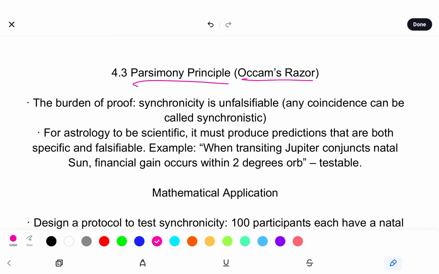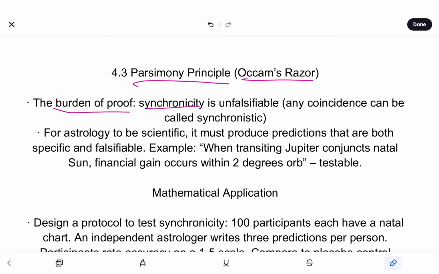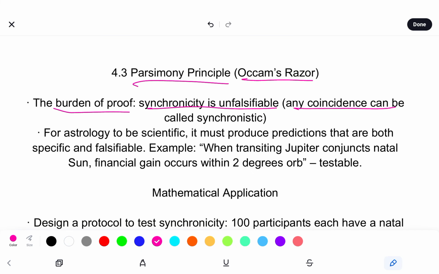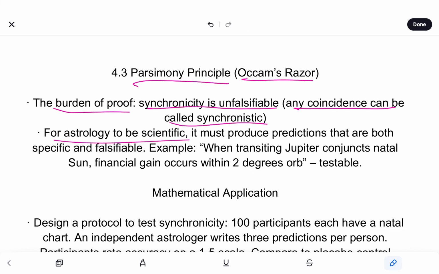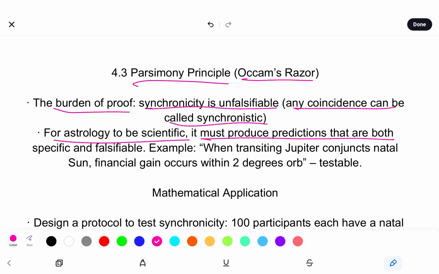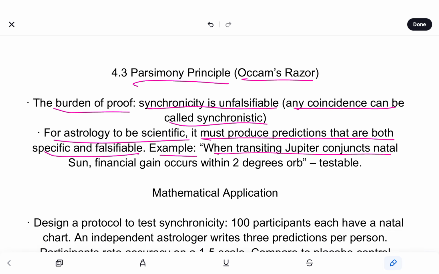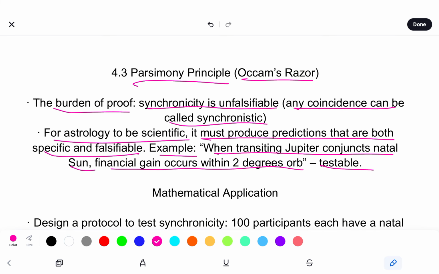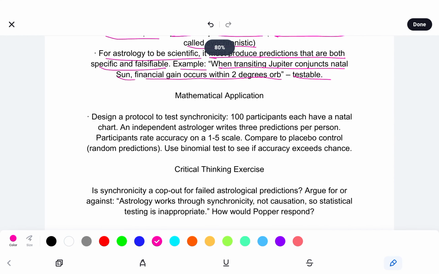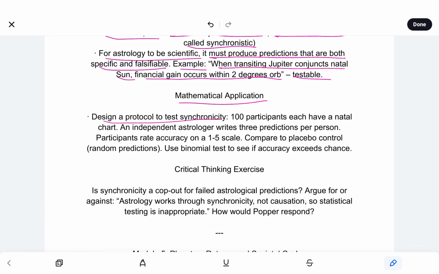Parsimony principle, Occam's razor, the burden of proof. Synchronicity is unfalsifiable. Any coincidence can be called synchronistic. For astrology to be scientific, it must be able to produce predictions that are both specific and falsifiable. So, for example, when transiting Jupiter conjuncts natal sun, financial gain occurs within a 2-degree orb. That is testable.